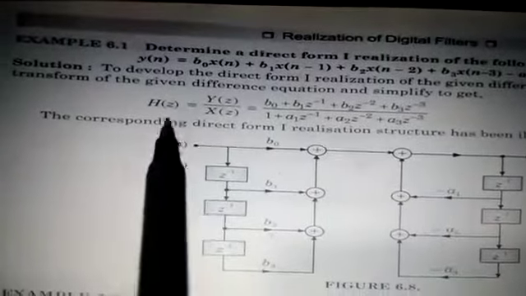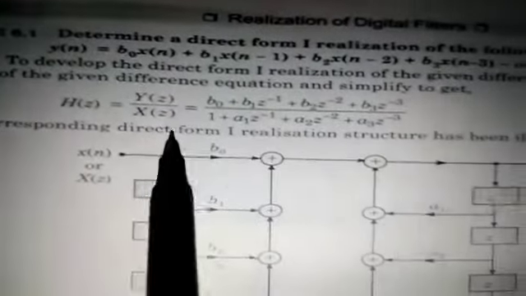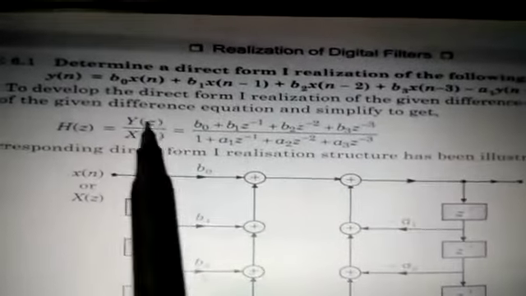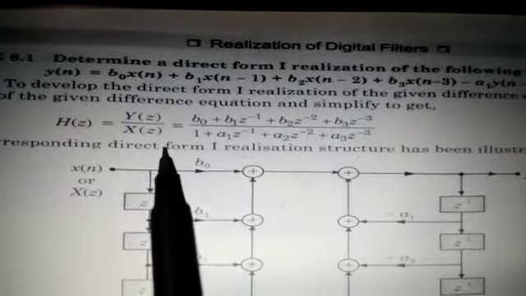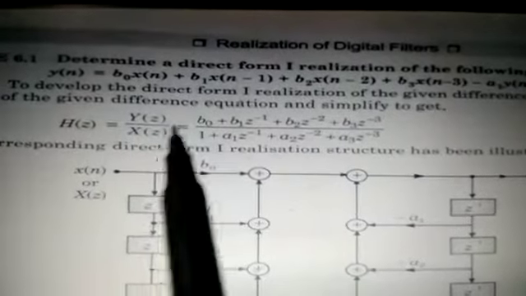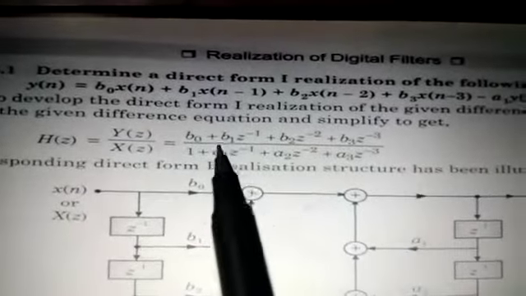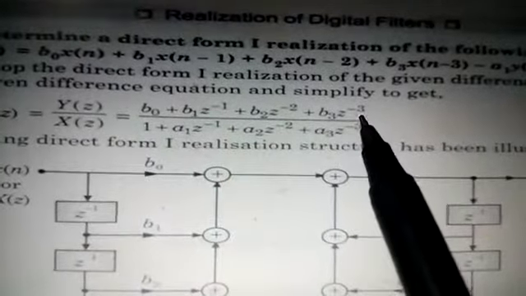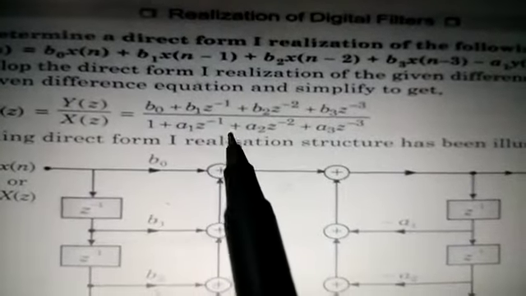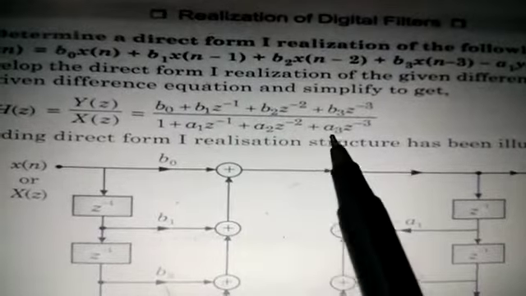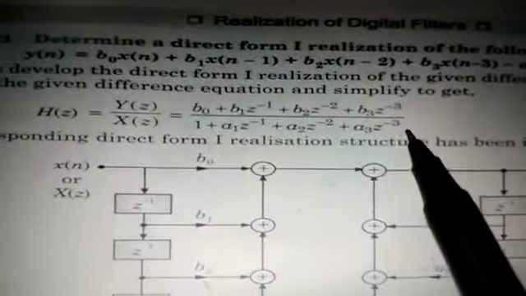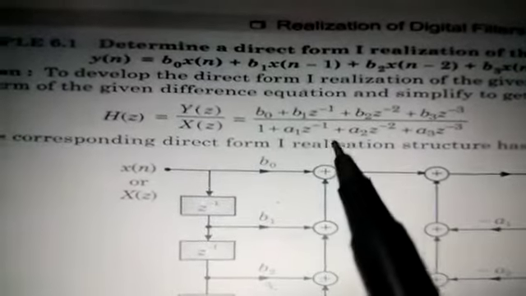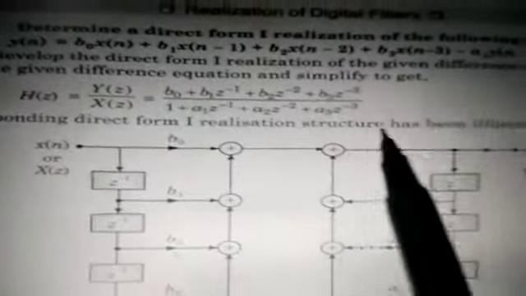Now you can write H(z) as Y(z) upon X(z), taking the common terms from both sides and making the ratio Y(z) upon X(z). This is the transfer function H(z). So this comes to be b0 plus b1 z inverse plus b2 z to the power minus 2 plus b3 z to the power minus 3, upon 1 plus a1 z inverse plus a2 z to the power minus 2 plus a3 z to the power minus 3. Now we have to represent this transfer function or this filter in terms of direct form 1 realization.